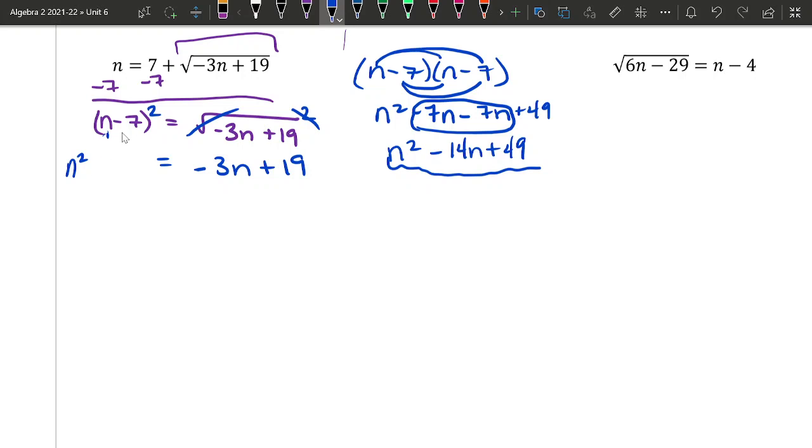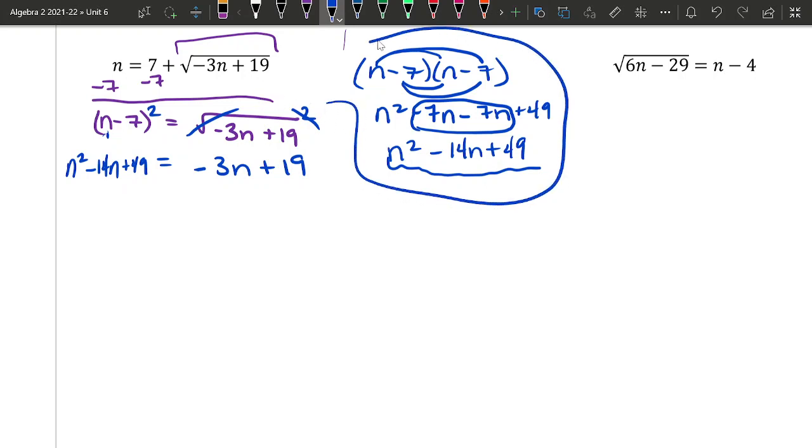The middle one is going to double it. So I have negative 7, so negative 14, and I need the n with it. And then the last piece is square the negative 7. Negative 7 times negative 7 is positive 49. So the pattern for squaring a binomial is square, double, square. Or you can go over to the side and calculate it out. There's nothing wrong with that.